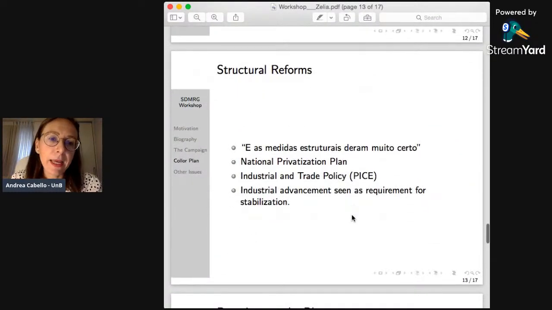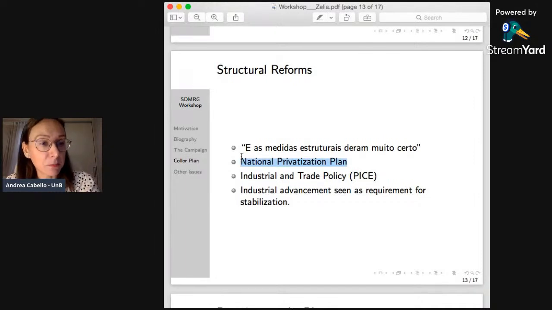And then lastly, they had structural reforms. By her own words, a few years after these reforms were put in place, she thinks "as medidas estruturais deram muito certo." Here, it's the proposition of the National Privatization Plan. Collor mainly started privatization. Most of the privatization was put into place in Fernando Henrique Cardoso's government, but that's when he started the process.